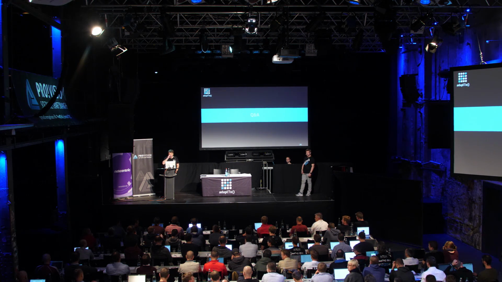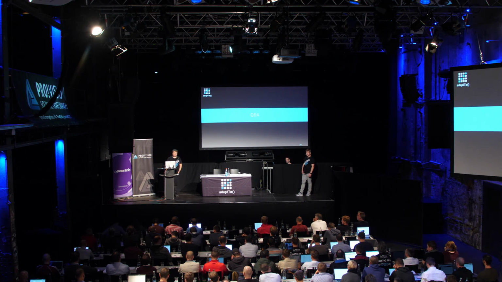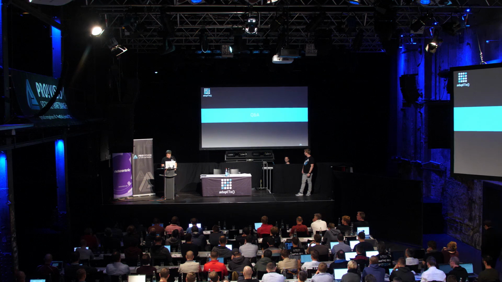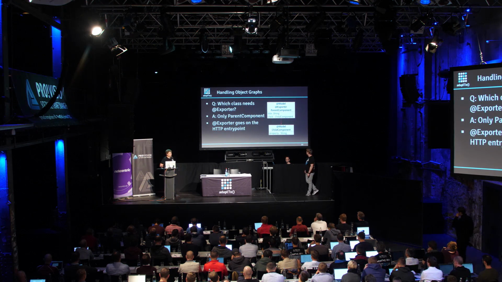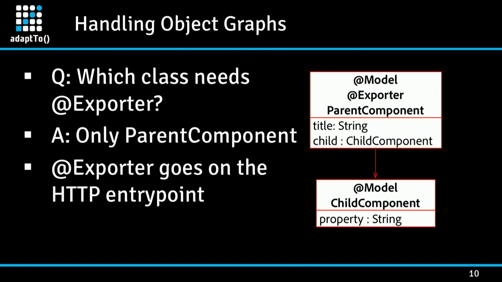Hi, I have a question regarding this parent and child example that you have shown before. You said that we have an exporter annotation on the parent class. Suppose we want to have an exporter on the child that exports using JAXB, and the parent somehow doing JSON. Is it possible?